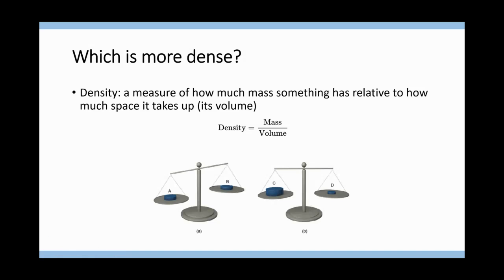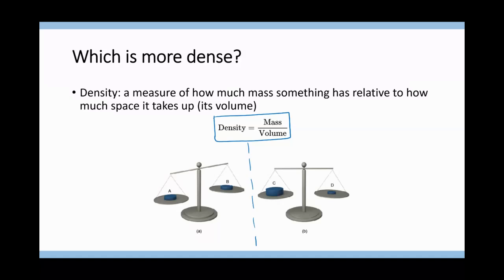So density is a measure of how much mass something has relative to how much space it takes up. So the equation for density is mass over volume. And then the question here, looking at these two pictures, A and B, using these scales, think to yourself which is more dense. So we're comparing capital A and capital B, and then capital C, capital D.